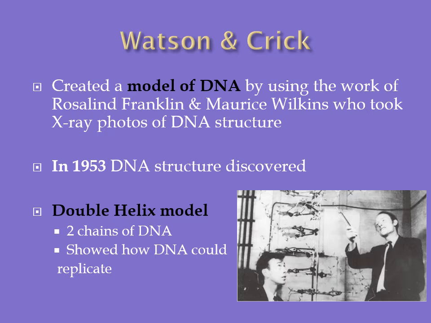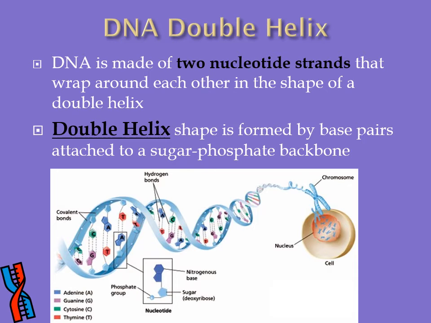And this model that Watson and Crick created also helped us show how DNA could replicate or make copies of itself. We know that that's really important in each cell because before a cell divides, it has to make a copy of its DNA to give that new DNA code to another cell. So the DNA double helix is made out of two nucleotide strands that wrap around each other in the shape of that double helix, like a twisted ladder. Nucleotides, they're the monomers or the building blocks of DNA. And we're going to talk about some of their parts that make up those nucleotides in just a moment.